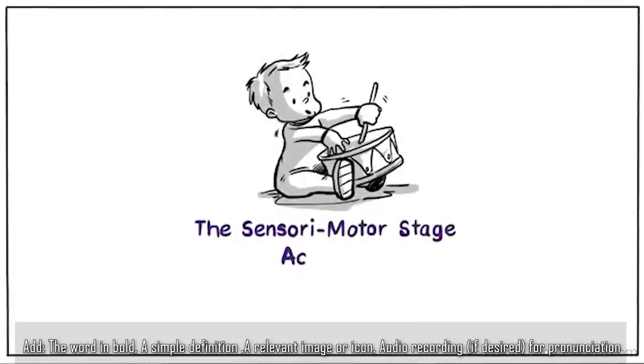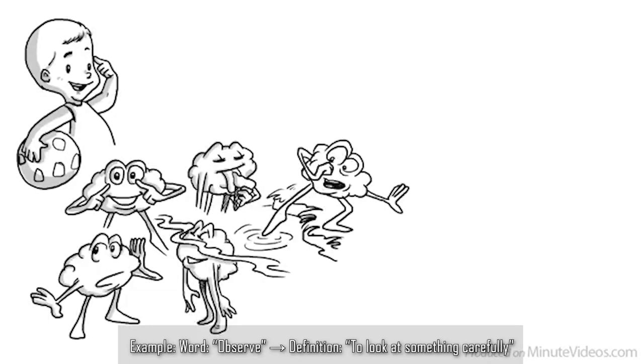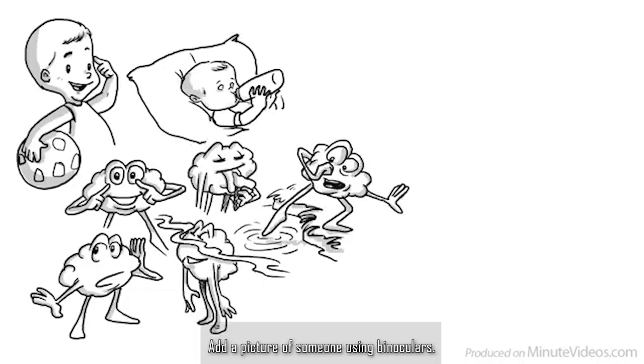Then add the word in bold, a simple definition, a relevant image or icon, and you can add an audio recording for pronunciation. Walk students through each word, explaining and modeling usage. For example, the word observe. Definition: to look at something carefully. Then you can add pictures of someone using binoculars.